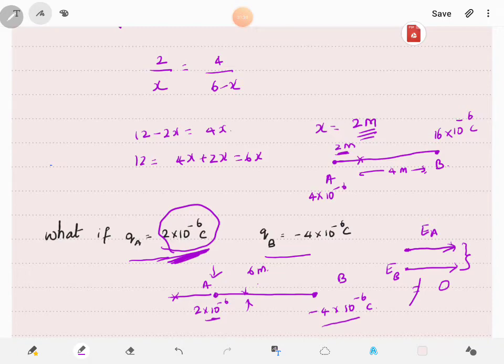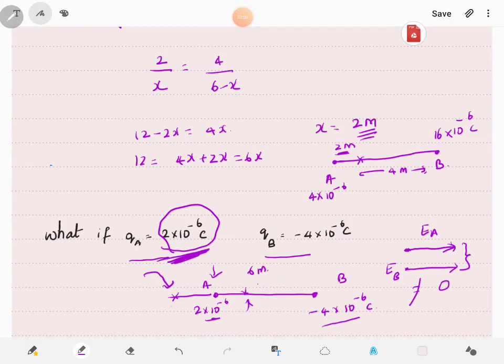Because the electric fields are in the same direction and they add up, the net result is never equal to 0. So therefore, whenever you have two like charges, the null point always falls in between the charges. Whenever you have two unlike charges, the null point always falls outside the line joining the two charges.